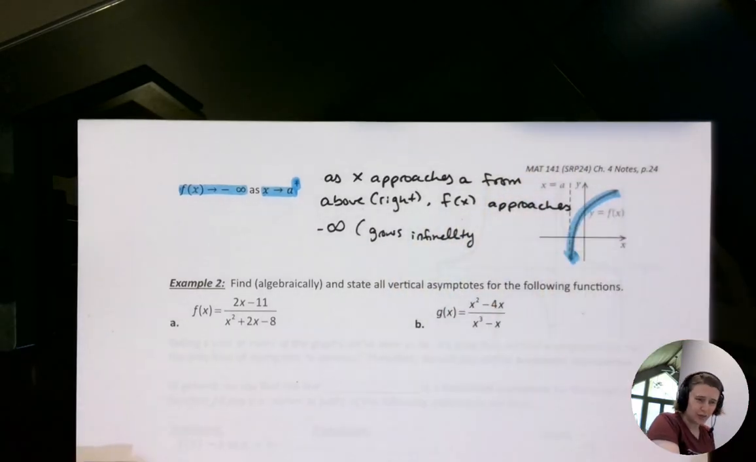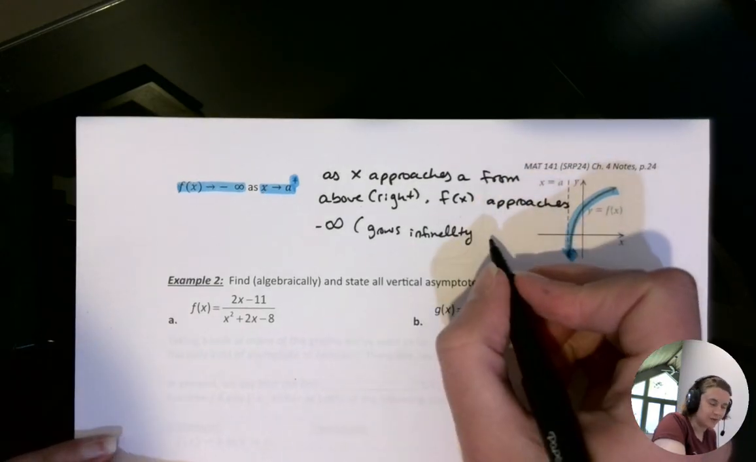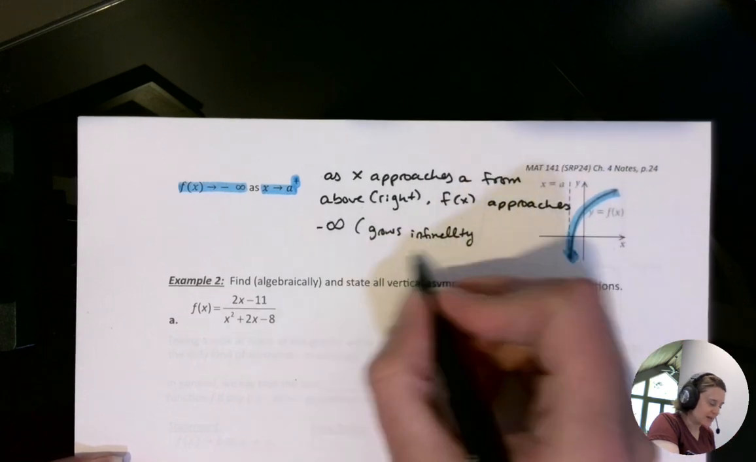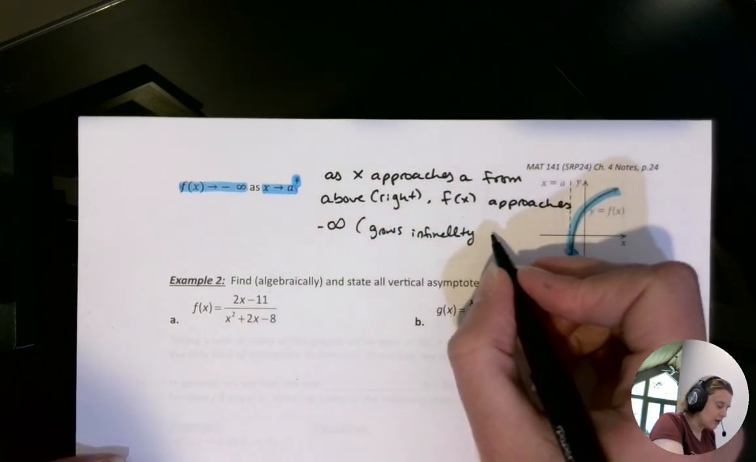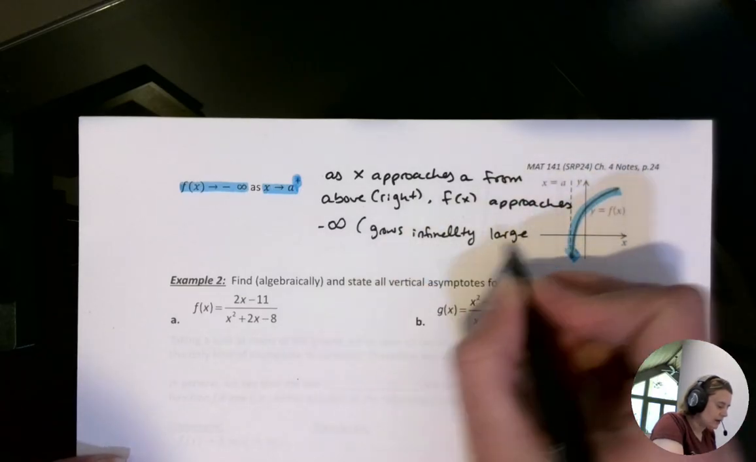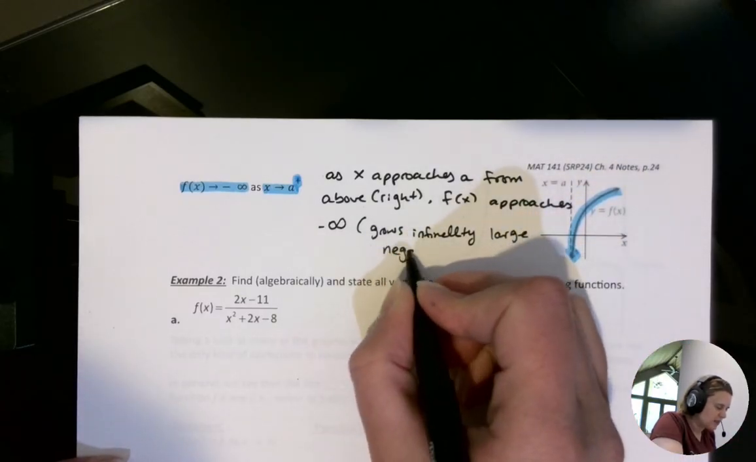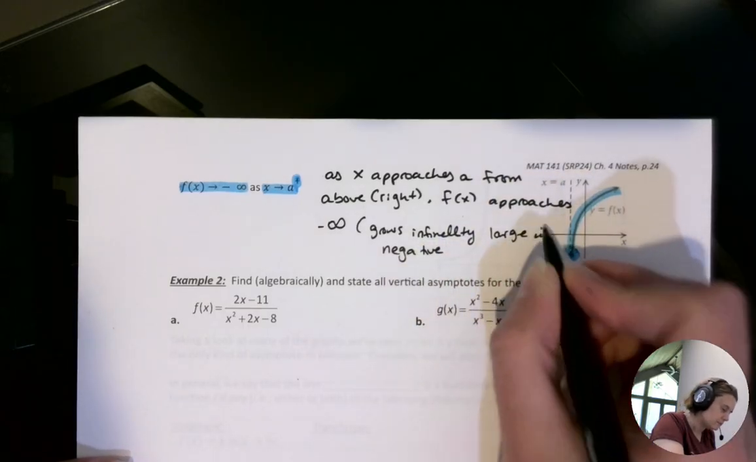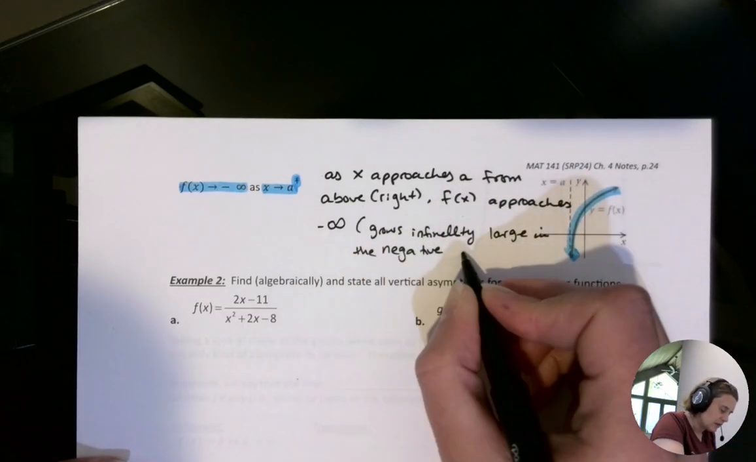I actually don't like the phrase infinitely small, so I'm going to rephrase it this time and say infinitely large negative. When I think small, I think close to zero, and I want to emphasize that this is definitely going to negative infinity. So it grows infinitely large in the negative direction. That's probably a better way of phrasing this. In the negative direction.